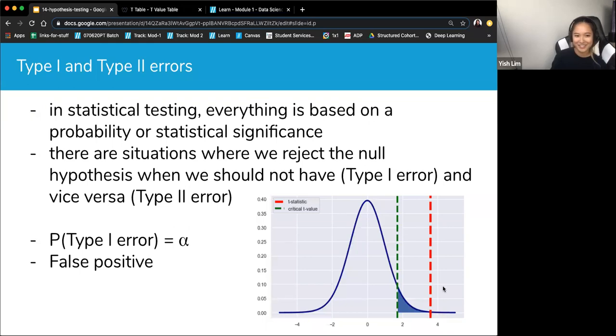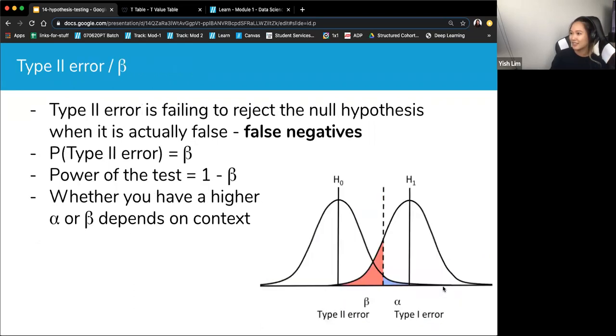Questions? Okay, so type 1 error is a false positive, and it's usually equal to alpha. Next, we have type 2 error. Type 2 error is the opposite. Type 2 error is when you fail to reject the null hypothesis when it's actually false. I know there are a lot of negatives here, but overall, type 2 error is a false negative.